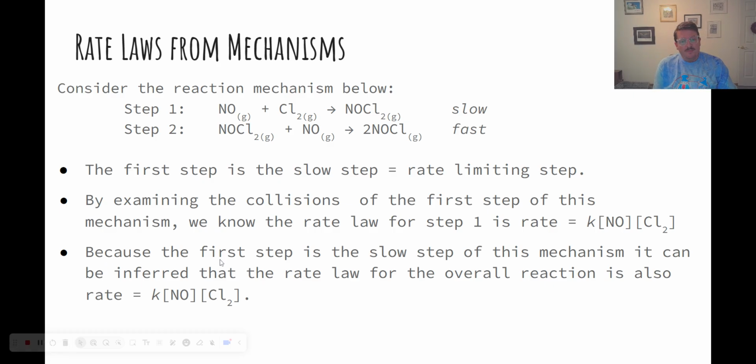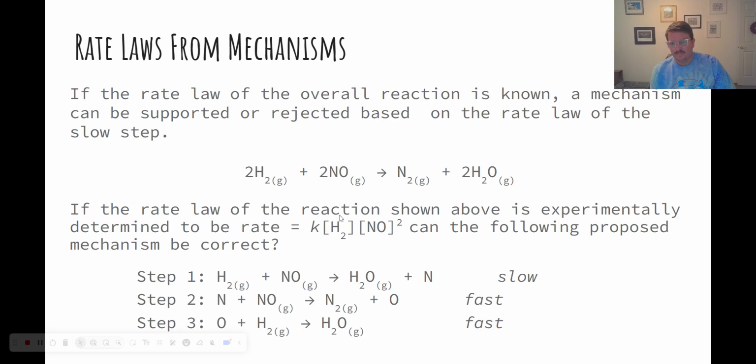It says because the first step is the slow step, we can infer that the rate law for the overall reaction is this same rate. Okay, that's what we're saying: that the slow step is the rate law for the overall reaction. It says if the rate law for the overall reaction is known, a mechanism can be supported or rejected based on the rate law of the slow step. This is what I was saying. This is one of the things you have to validate if you have a good mechanism or not.